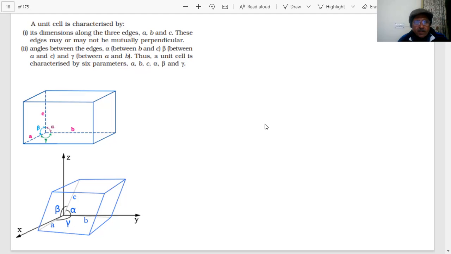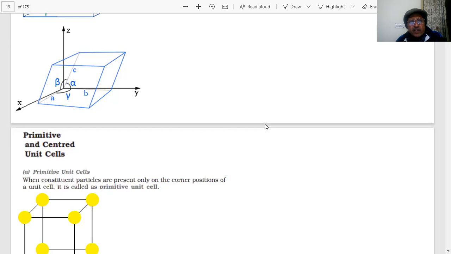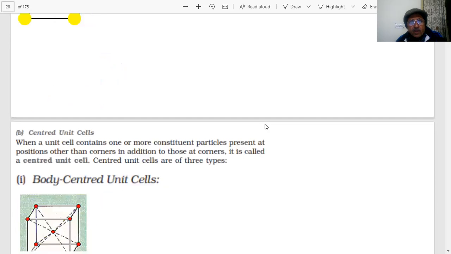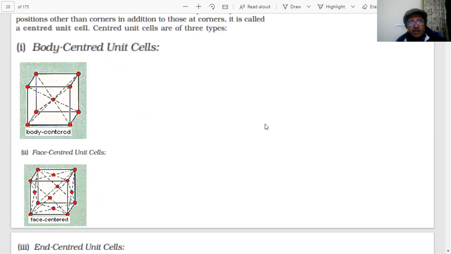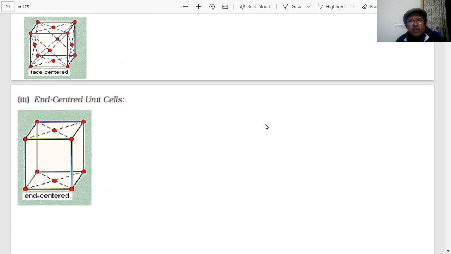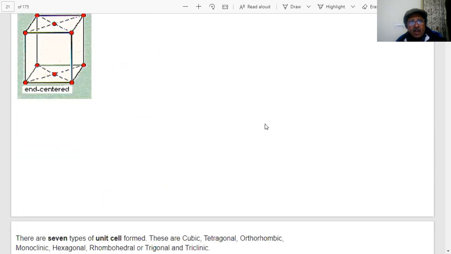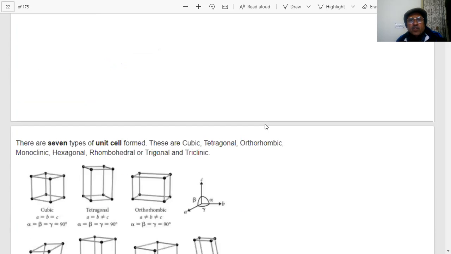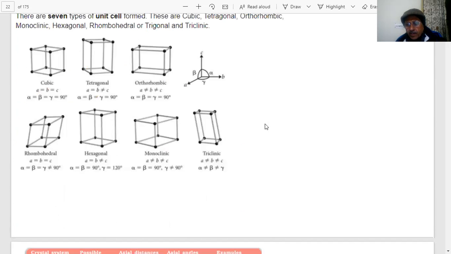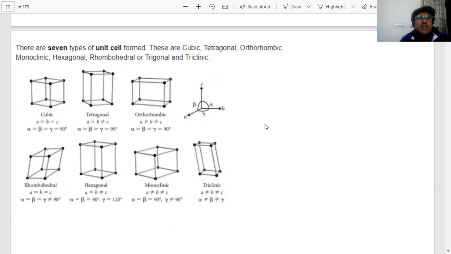After this, it was found that there are 7 types of unit cells, depending on the values of a, b, c and alpha, beta, and gamma. How many? 7 types. This is very important. There is going to be a question on that in every exam.